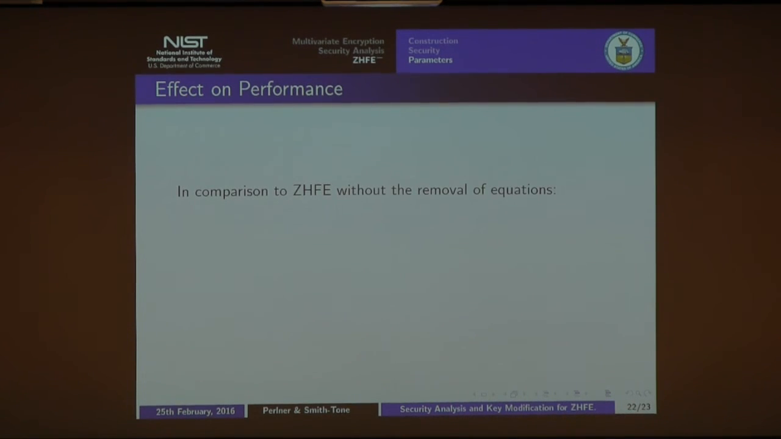Okay? And so then what is the effect on performance for this transition from ZHFE to ZHFE minus? Well, let's compare it directly to ZHFE, the exact same system with the same co-rank L and everything, without removing equations. So for encryption, it's about 2% faster. The reason it's 2% faster is because you have 2% fewer equations. Key size is 2% smaller because you have 2% fewer equations. Decryption is nearly identical because you're doing the same calculation.